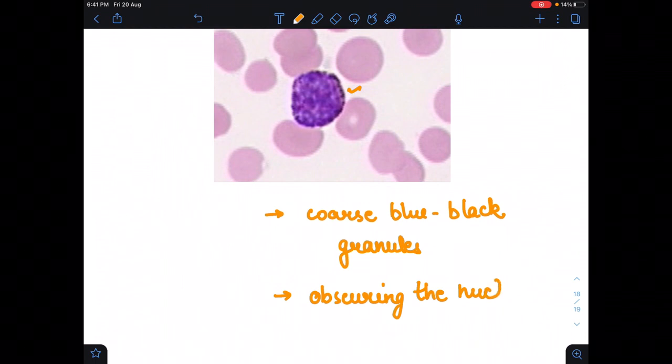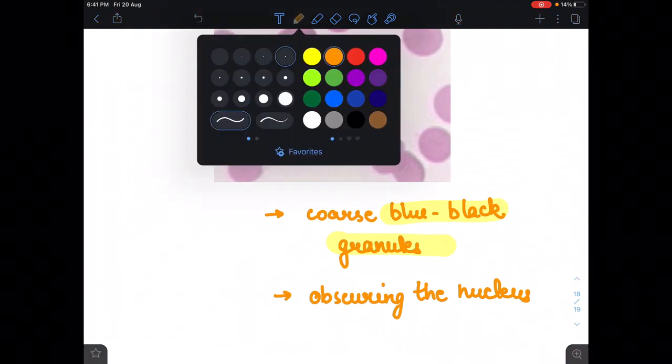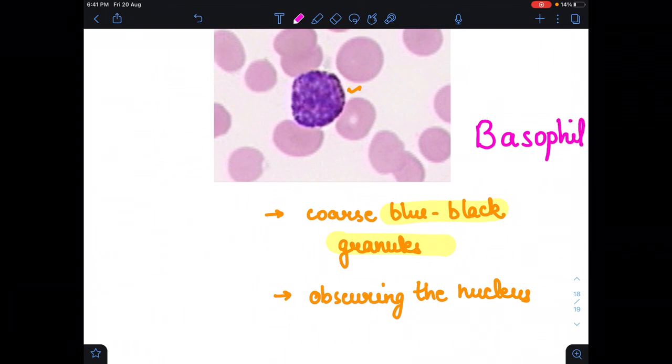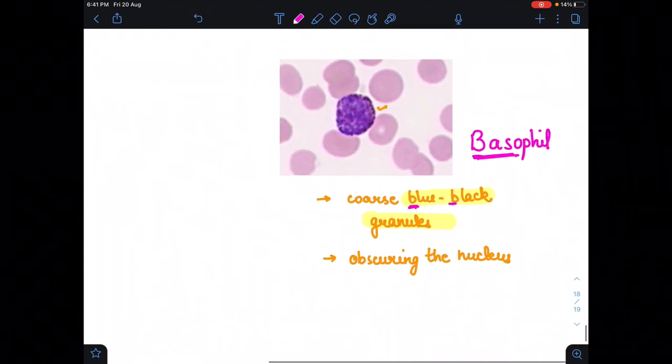They are obscuring the nucleus, and coarse blue-black granules are there, while in the eosinophil orange-red granules were seen. So it means that it is a basophil. You are seeing a basophil under the microscope. B for basophil and B for blue-black granules. So in a basophil you see the blue-black granules.